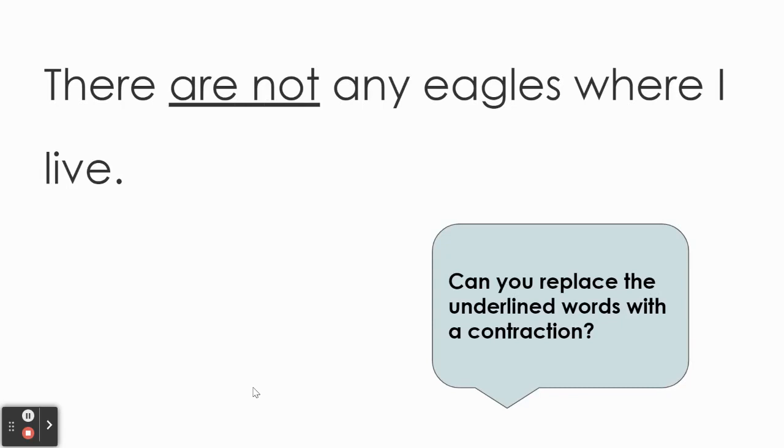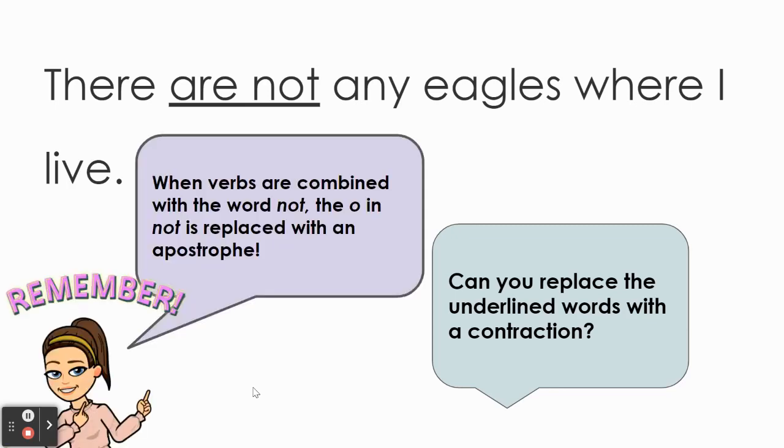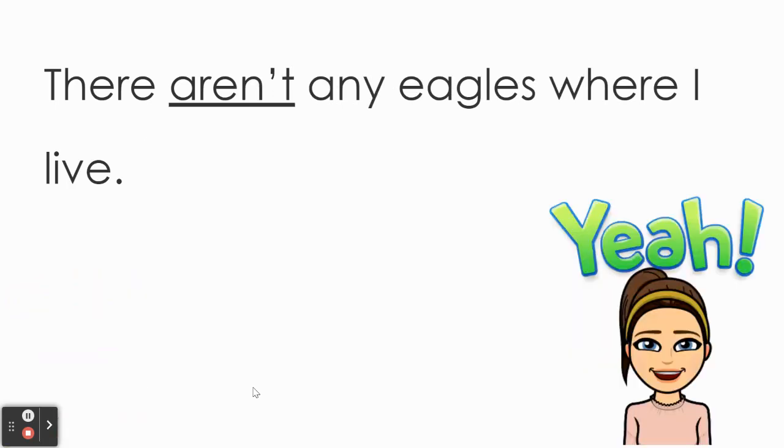Here's our next sentence. It reads, there are not any eagles where I live. Are not. Can you replace those underlined words with a contraction? Can you push those two words together and replace the O with an apostrophe? You get the word aren't. There aren't any eagles where I live. Are and not combine to make the contraction aren't. There aren't any eagles where I live.